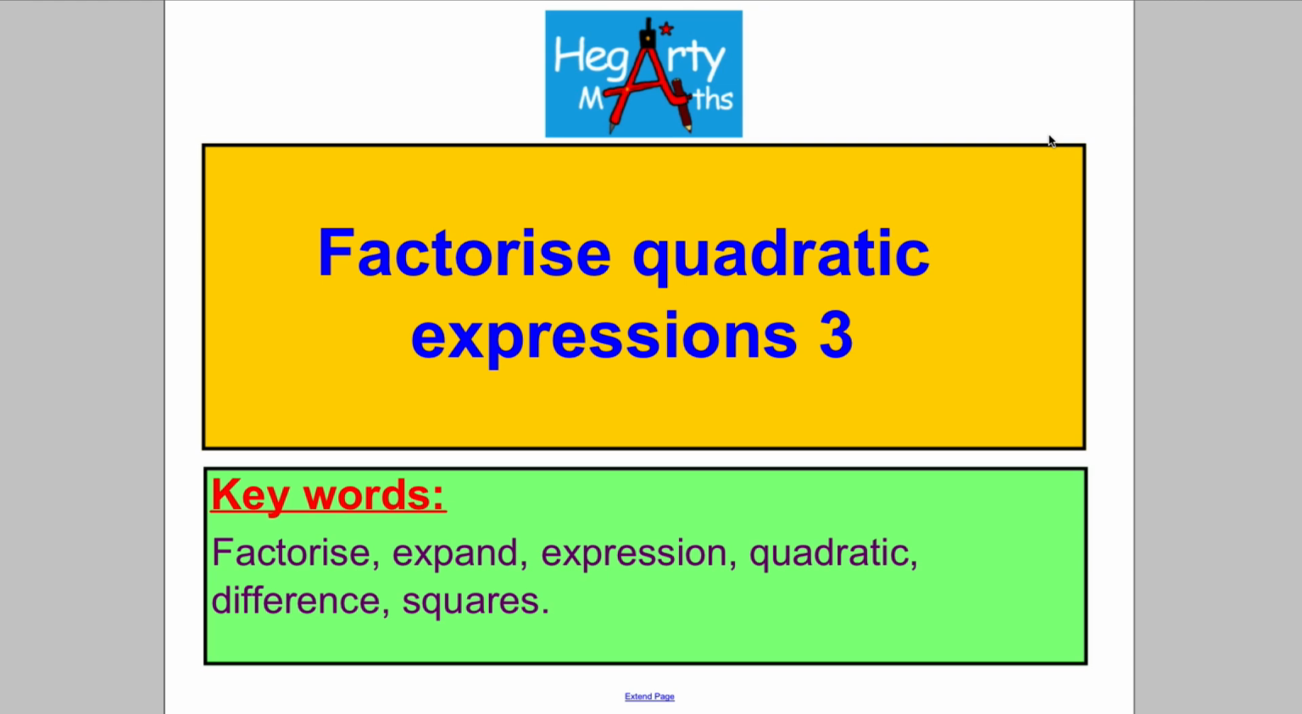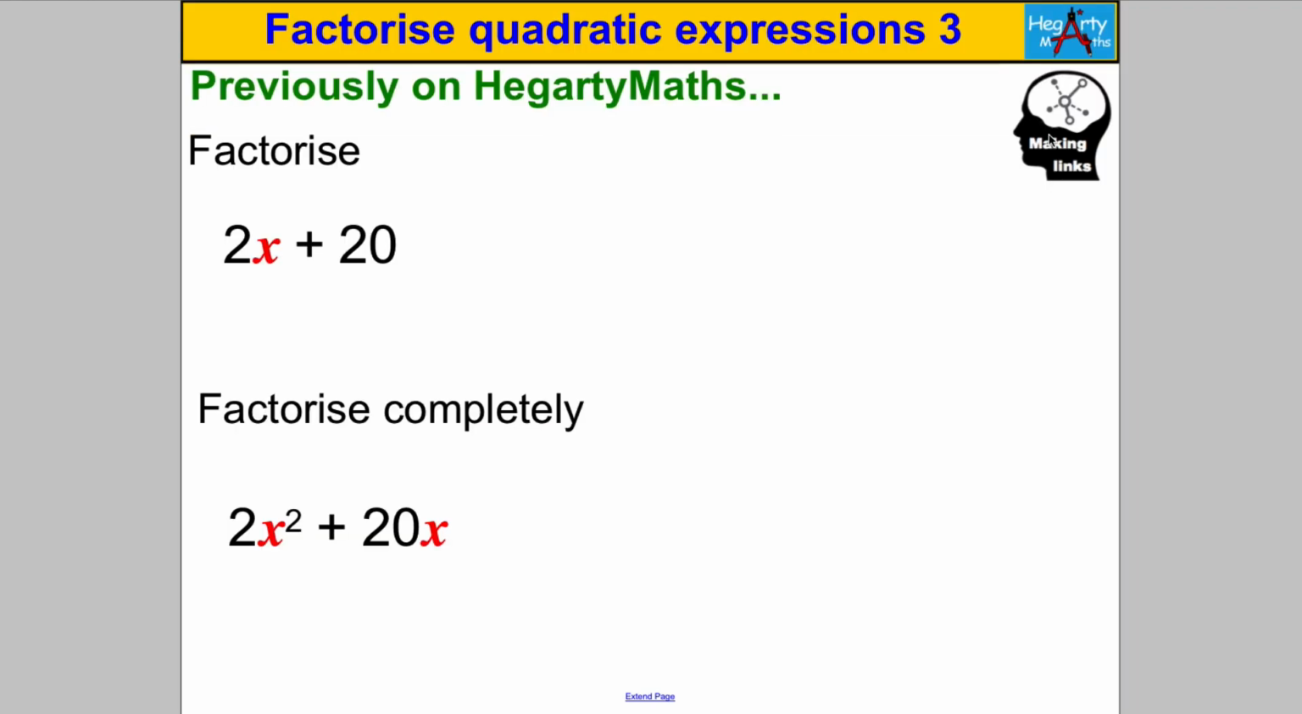It's Mr. Hegarty here, and in this video we're factorising quadratic expressions, our third video on this topic so far. Let's start with something we already know. Previously in our manipulating algebraic expressions topic, you would have factorised the following two types of expressions. Pause the video and double check you can do that.